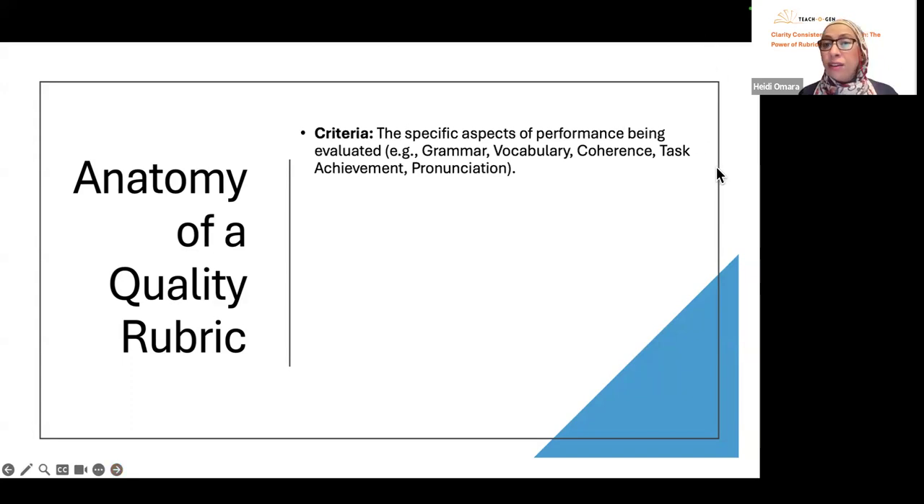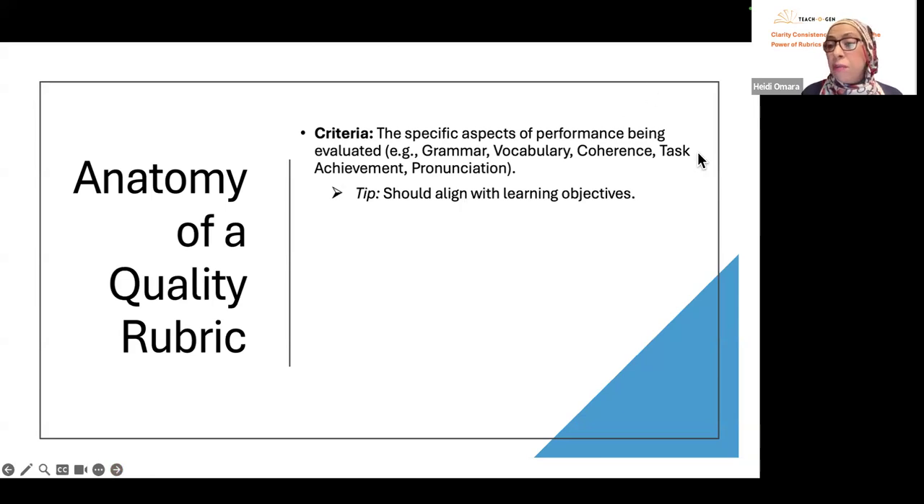You have to have clear criteria, specific aspects of performance being evaluated. What do you want to assess? Why are you using your rubric in the first place? Why don't you just give them a grade? Oh, your writing, I like it, it's 5 out of 5. Why are you using a rubric? Because you need to analyze the work of the student into grammar, vocabulary, coherence, task achievement, spelling, pronunciation if it is speaking, and all of this. So this is very important.